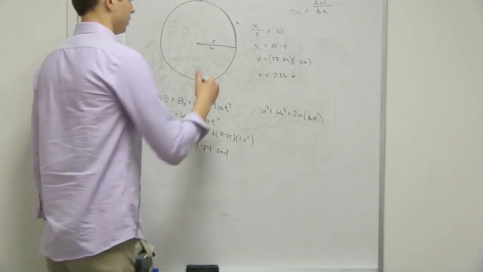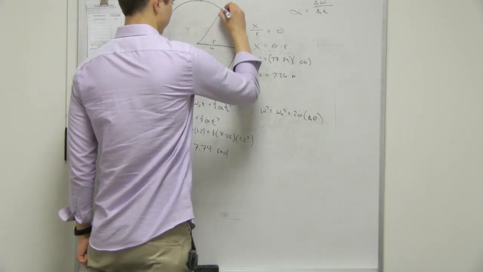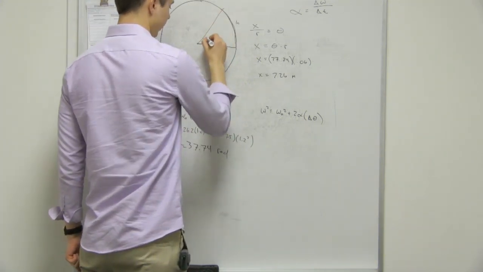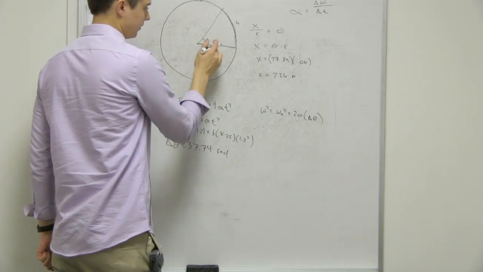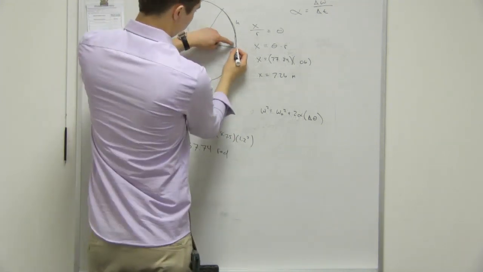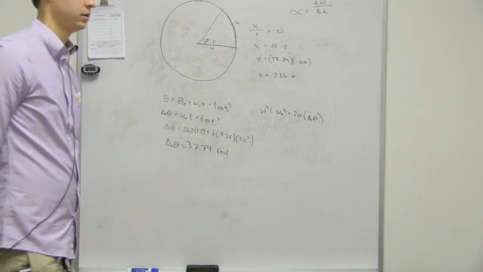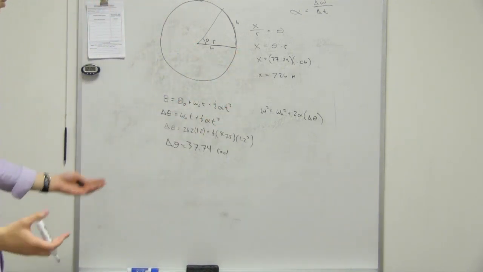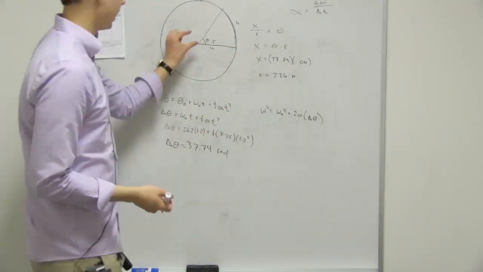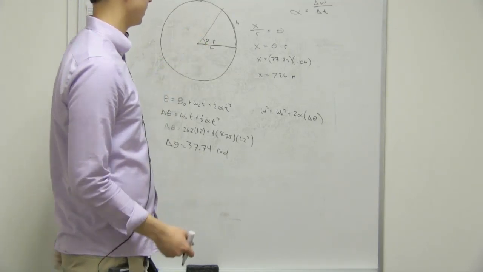Mm-hmm. So 1 radian is just the angle that's necessary to make your arc length the same as your radius length. And so for different circles, obviously that's gonna be different, but that angle is always gonna end up being the exact same angle.